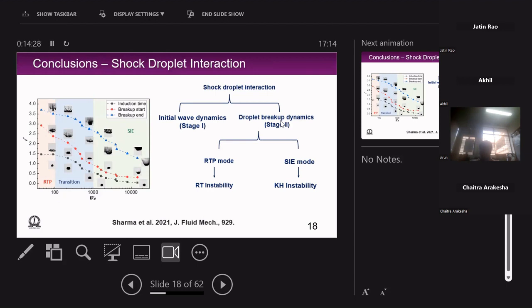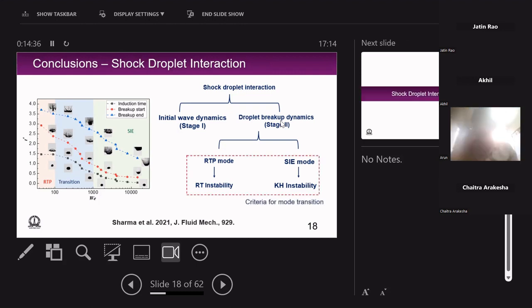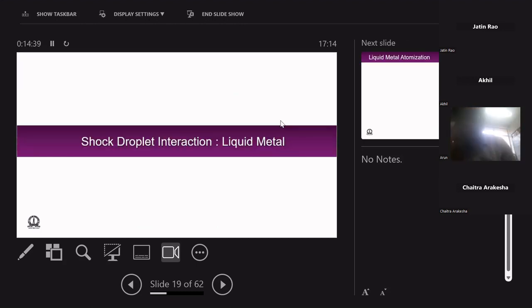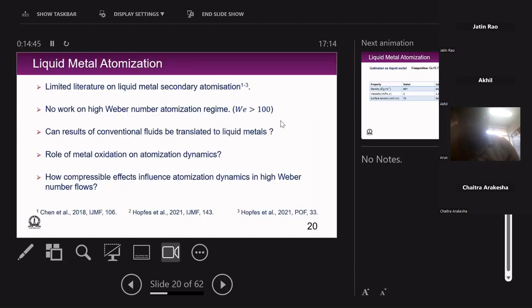So we know these are all for water. We know what the stages of the droplet are and how this transition phase actually happens, all right? So now shifting, we now know what is going on in the case of liquid water. Shift to liquid metal, okay?